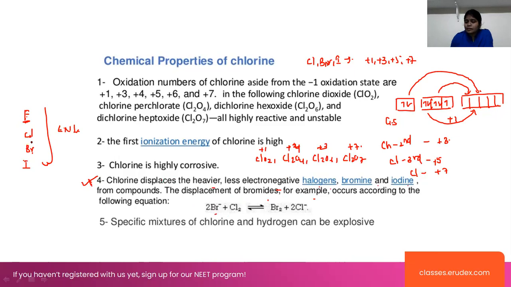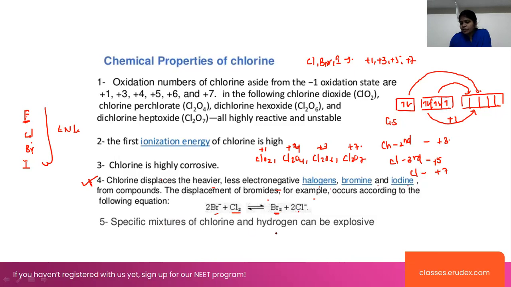Bromine does not displace chlorine. That means whenever any element displaces another element, that element should have the lower atomic weight and higher electronegativity. So in this case, chlorine will displace bromine, converting it into Br2 along with Cl minus.